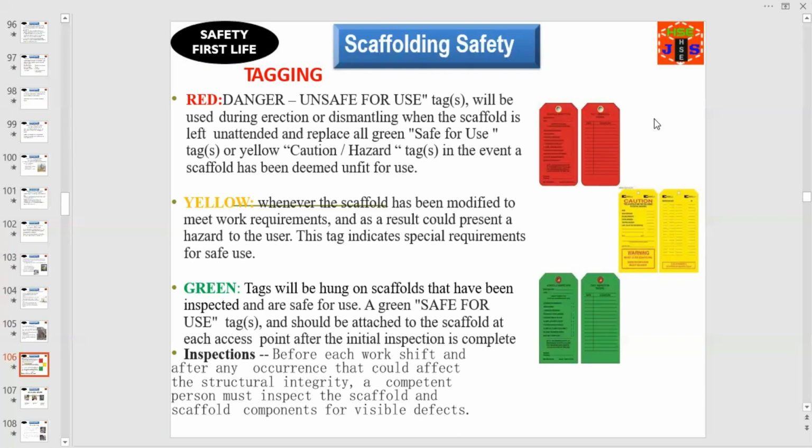Green tags will be hung only on a scaffold that has been inspected and is safe for use, and it should be attached to the scaffold at each access point after the initial inspection is complete. Remember, before each work shift and after any occurrence that could affect the structural integrity, a competent person must inspect the scaffold and scaffold components for visible defects.